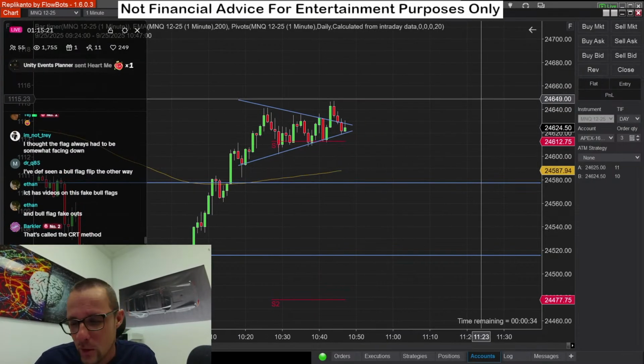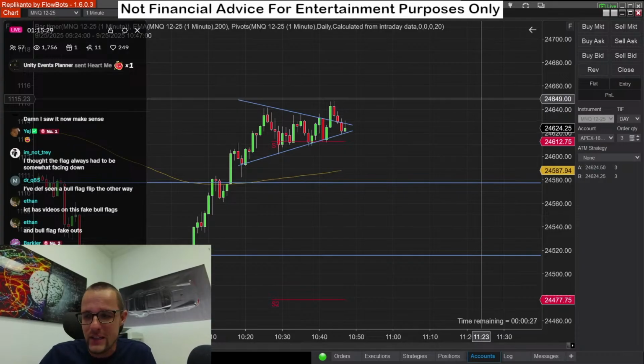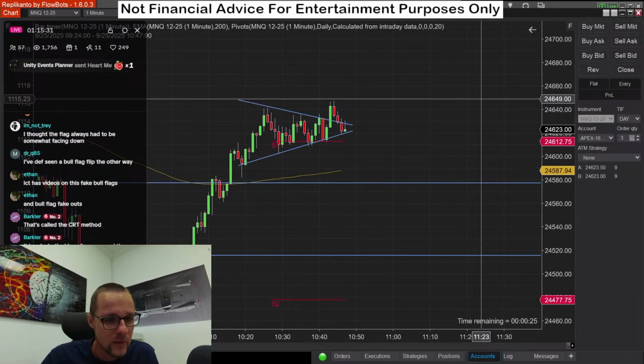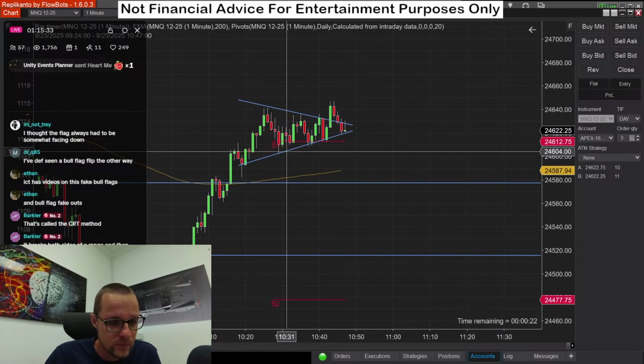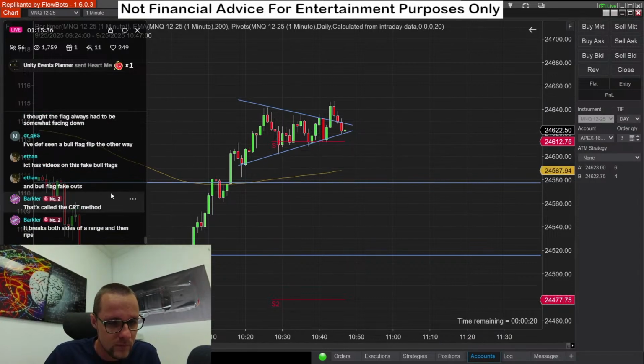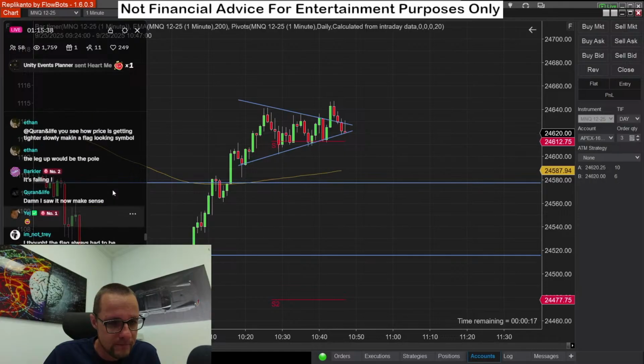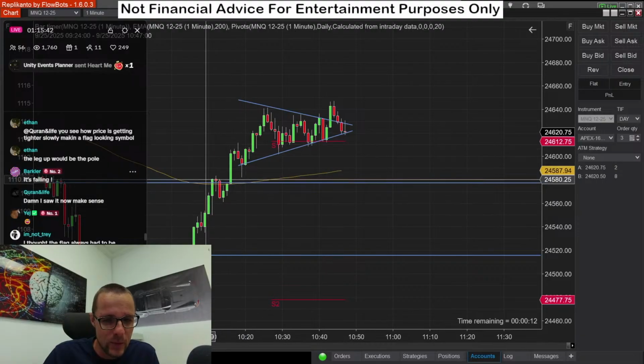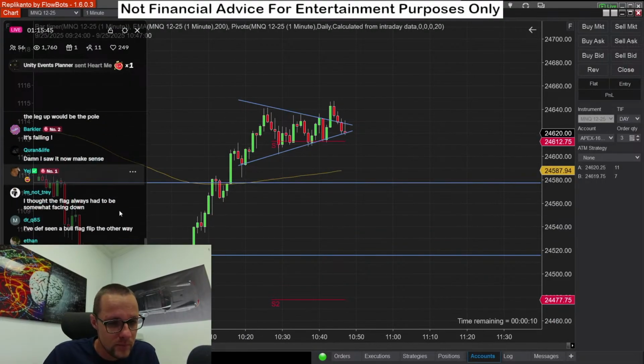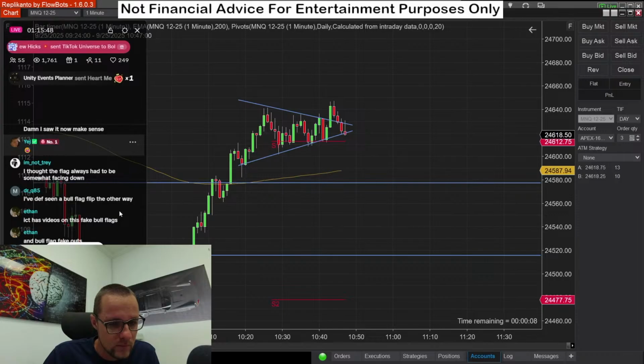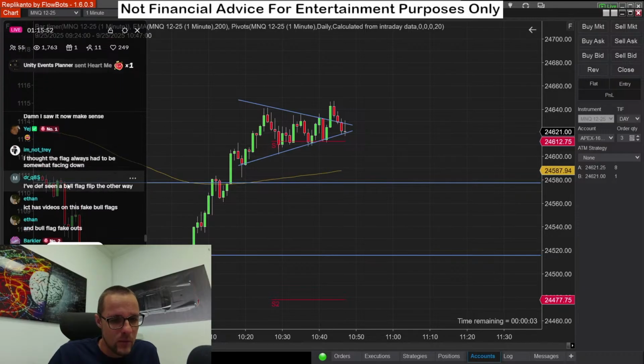But bull flags don't work all the time. It's not a strategy that I would ever use. I just see it happen because I know about it. Yeah, so this leg up would have been the pole. I thought the flag always had to be somewhat facing down. No, it doesn't have to be facing down.